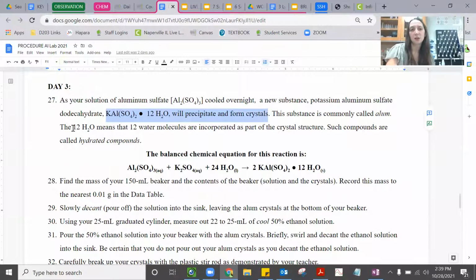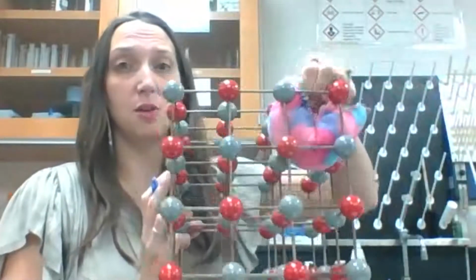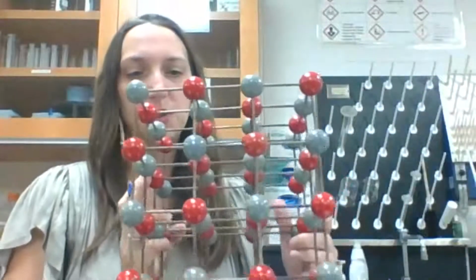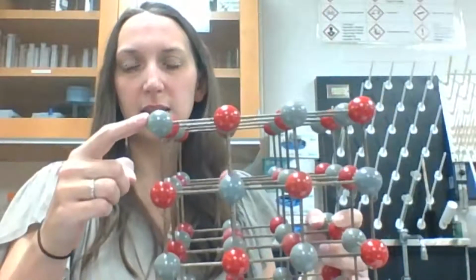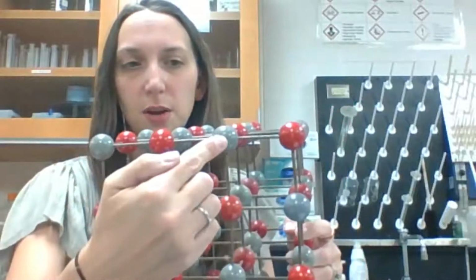What that means is that the 12H2O, there are 12 water molecules incorporated as part of the crystalline structure. Such compounds are called hydrated compounds, or they're soaked up with water. So what I'm going to show you guys next is not actually alum. What I've got here is sodium chloride, and sodium chloride is a simpler formula unit. Let's pretend that's a sodium, that's a chloride, sodium chloride.